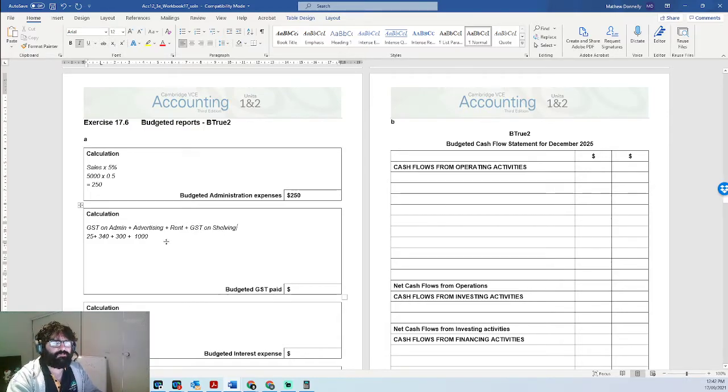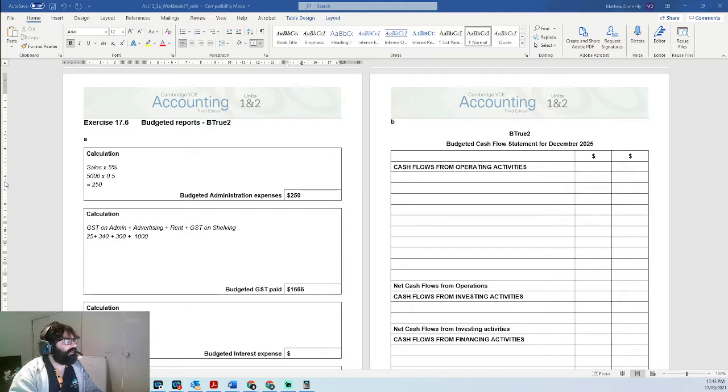So let's do our sums here. We see 25 plus 340 plus 300 plus 1,000, 1665. It is indeed 1665. I'm just going to put one thing up. Alright.